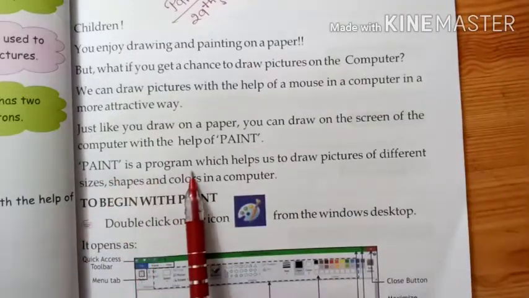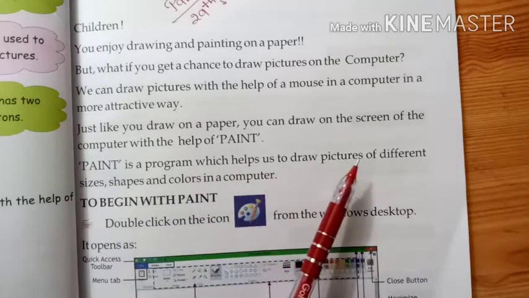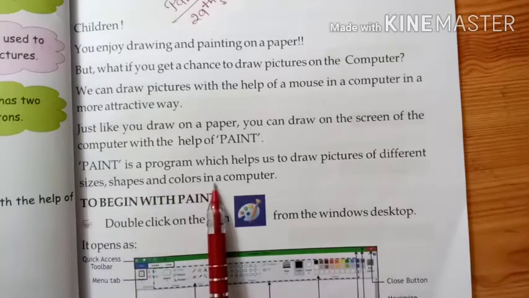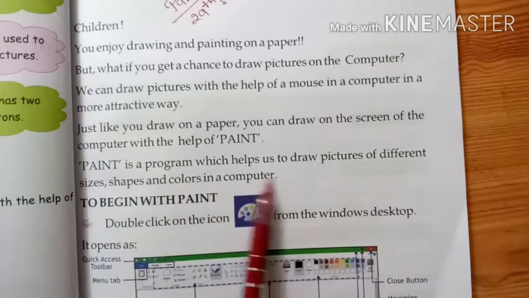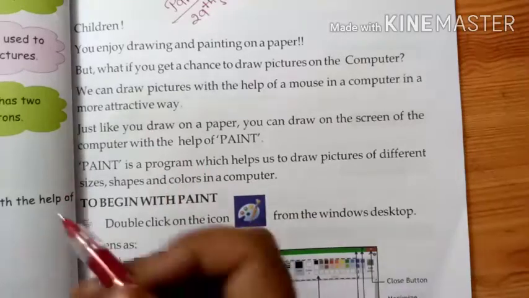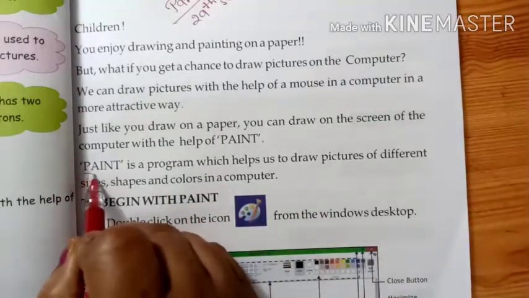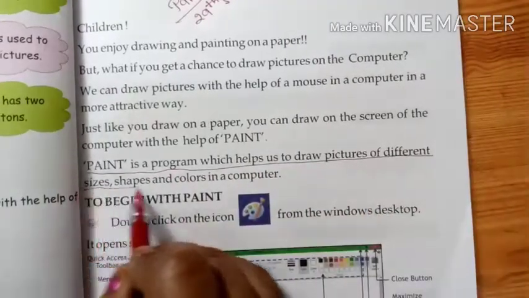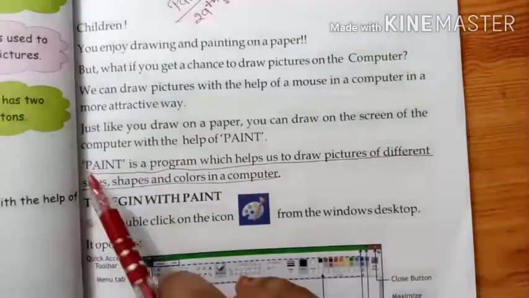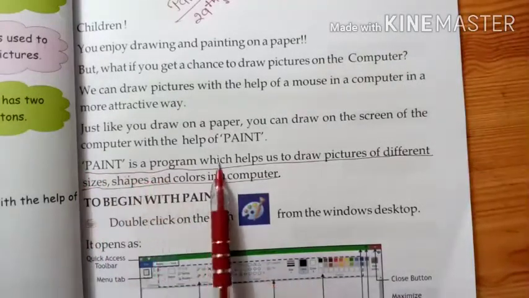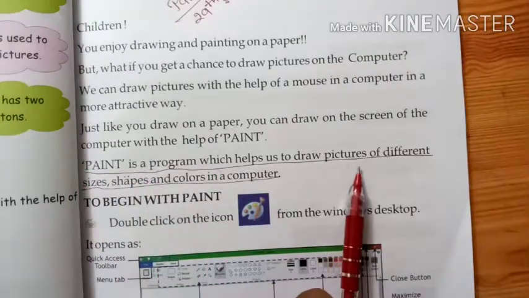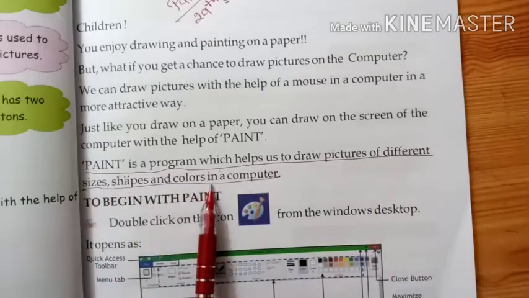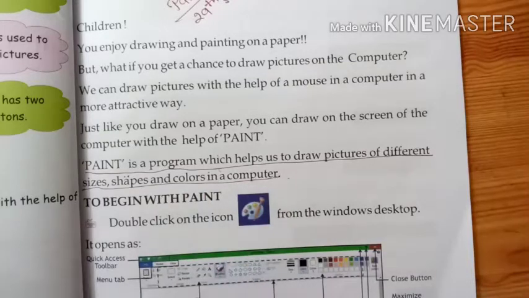Paint is a program which helps us to draw pictures of different sizes, shapes and colors in a computer. What do you mean by paint? So you just take your pencil and underline this one. This is the definition of paint. You have to learn it very carefully. Paint is a program which helps us to draw pictures of different sizes, shapes and colors in a computer.